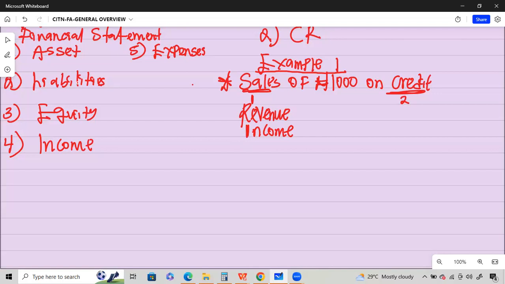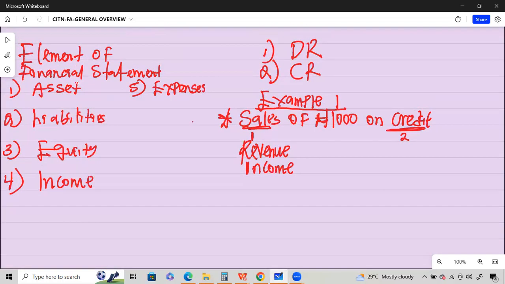Meaning that, based on our elements of financial statement, I know I told you that every accounting transaction can be categorized into five: the assets, the liability, equity, income, and expenses. So sales is also known as revenue. That's the main name that we call it in accounting. Revenue is an income account.